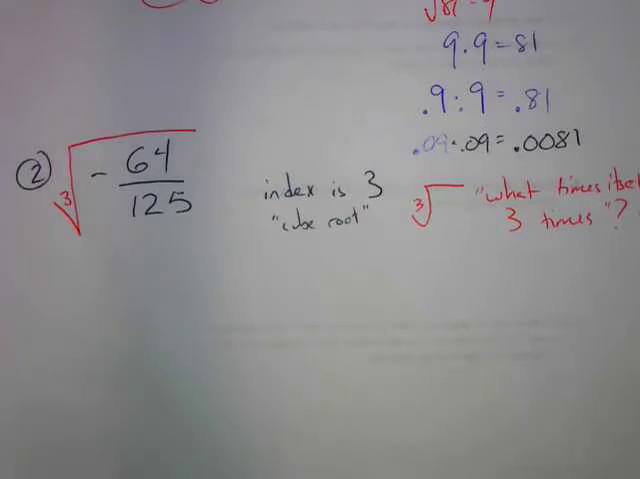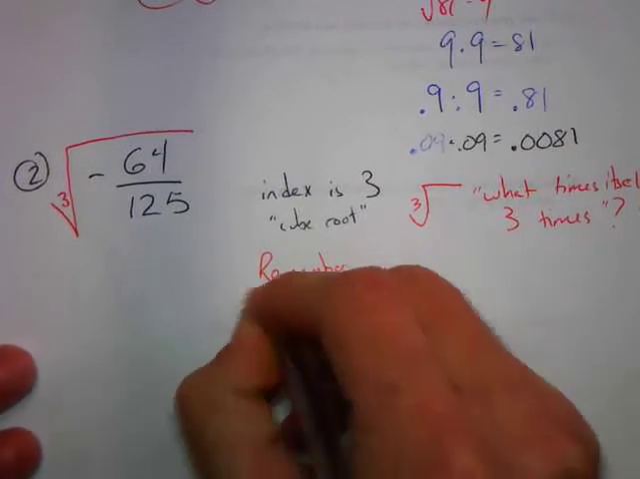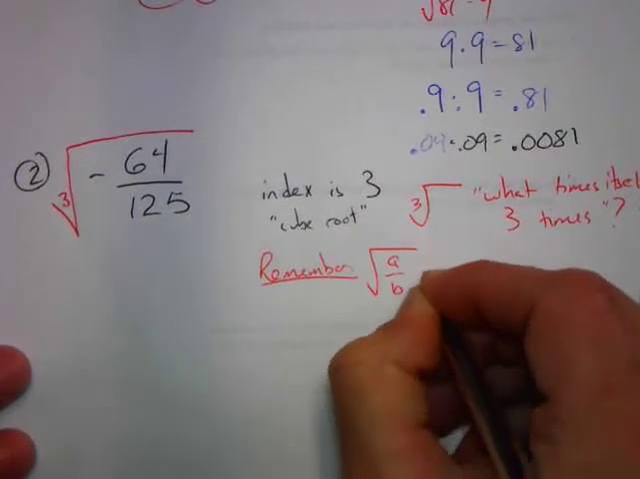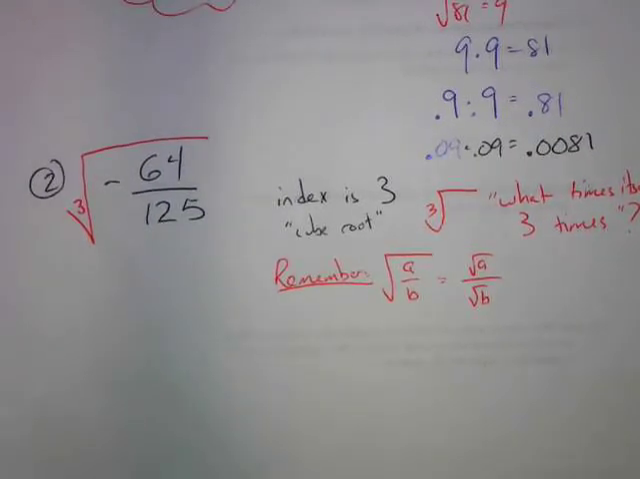So what do we do with that information? We have to remember a couple of neat rules about roots and how they work. Let's take a trip down memory lane. Remember, the square root of a over b is equal to the square root of a over the square root of b. Basically, you can separate radical signs in the numerator and in the denominator. That's going to help with the root of negative 64 over 125.